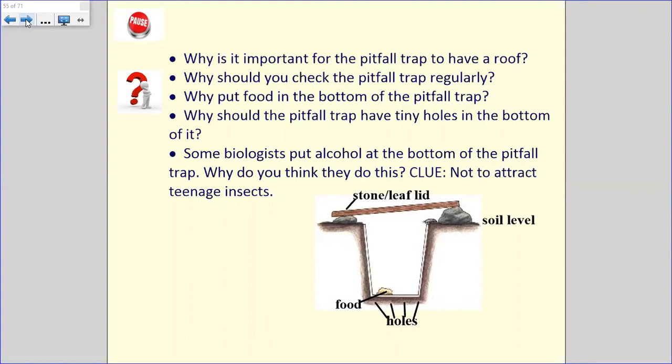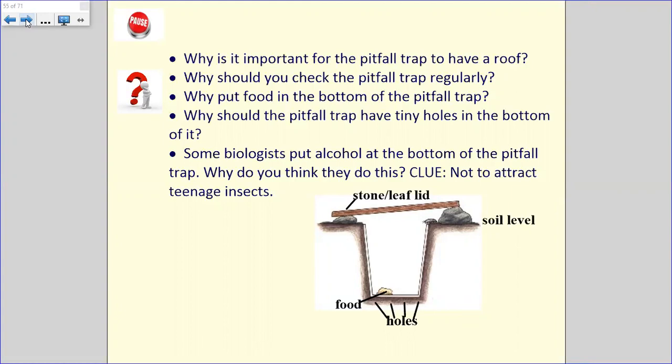You might end up going back to the pitfall trap if you leave it too long and you just have one big fat beetle because it's eaten everything else that was in the pitfall trap. So again, you wouldn't be getting accurate results or reliable results.